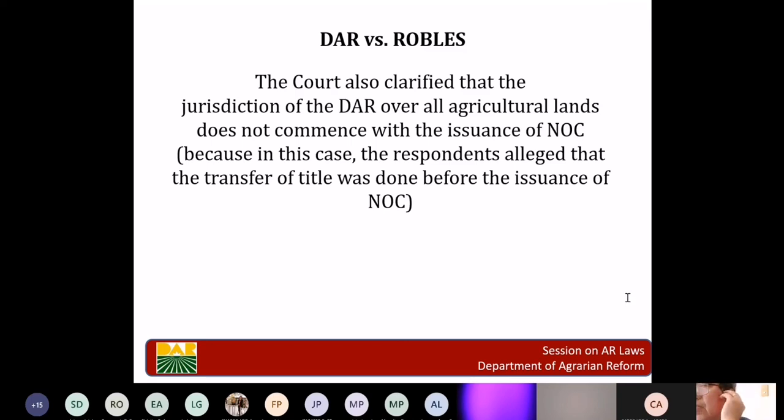And how to do it, we attach it as an annex to the DARAB new revised rules of procedure. So prohibited motion, the same. All motions filed prior to answer are prohibited. And then there is also no motion for extension of time to file appeal, to file MR, or to declare defendant in default. Those are prohibited motions.